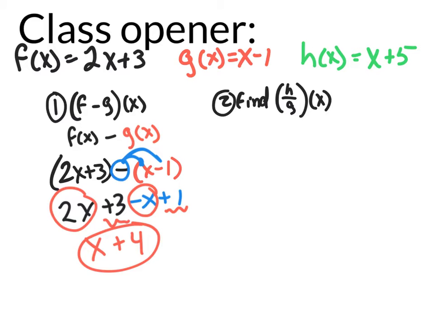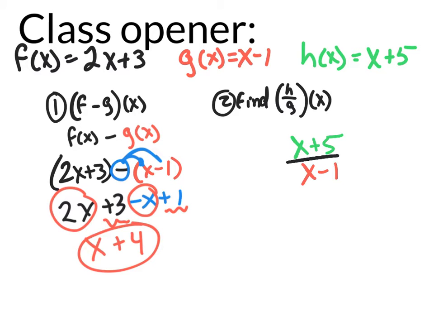Let's look at number 2. We have h over g of x. What does this mean? Take your h of x function and put it over the g of x function. Divide or reduce if possible. So when I take my h of x function, that's x plus 5, and I put that over my g of x function, which is x minus 1, and then there's nothing to cancel, there's nothing to reduce. That's your answer right there.